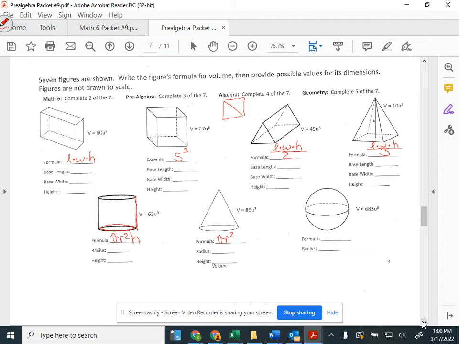Pi r squared times the height. What are we going to divide it by? It's a cone, just like a pyramid. 3.